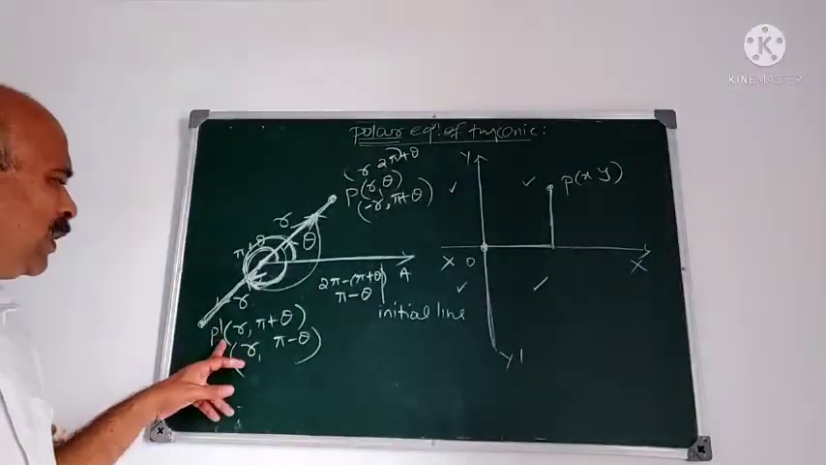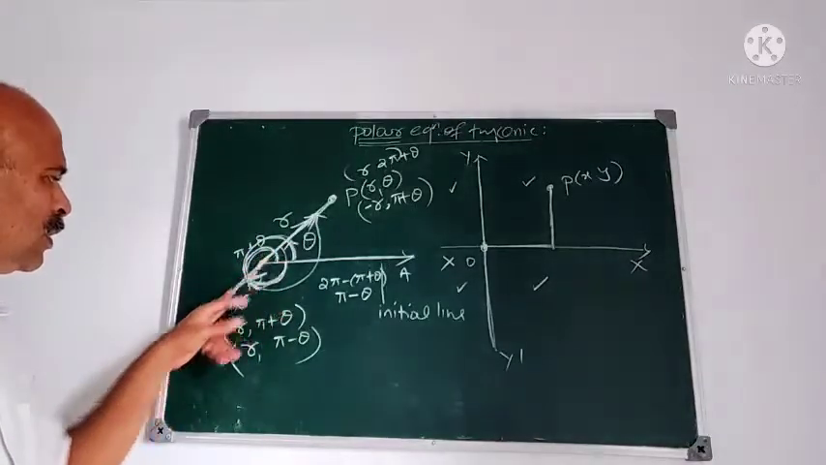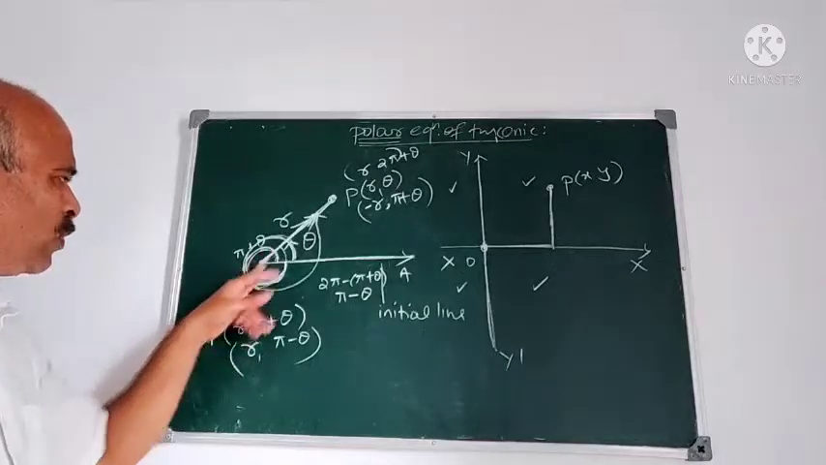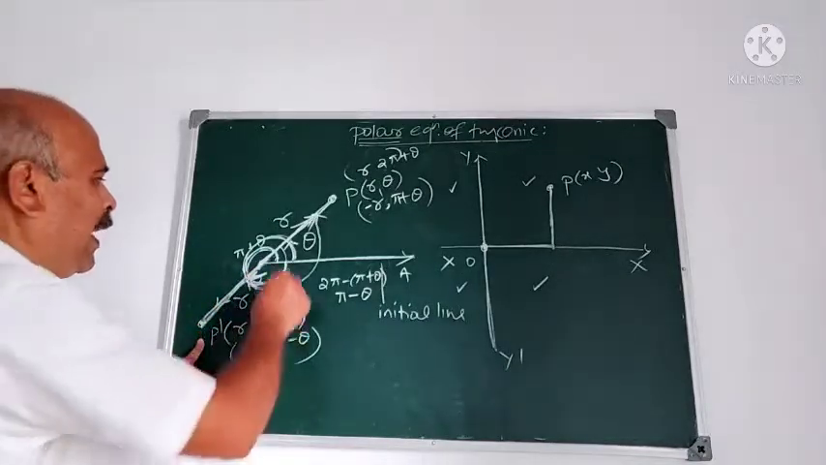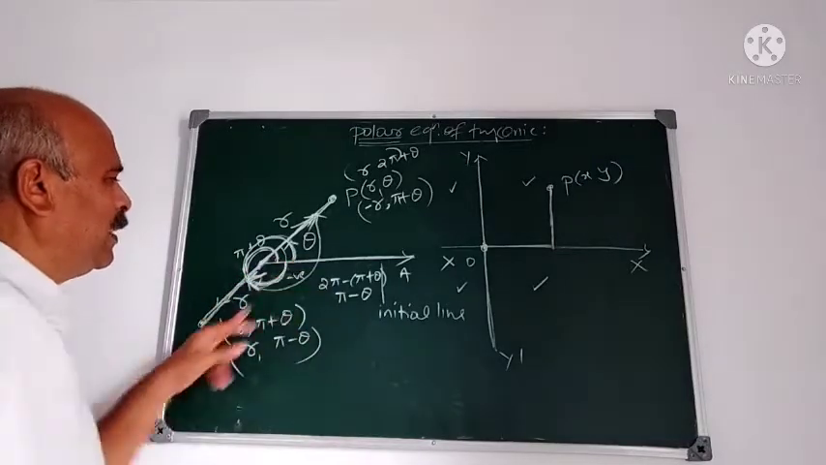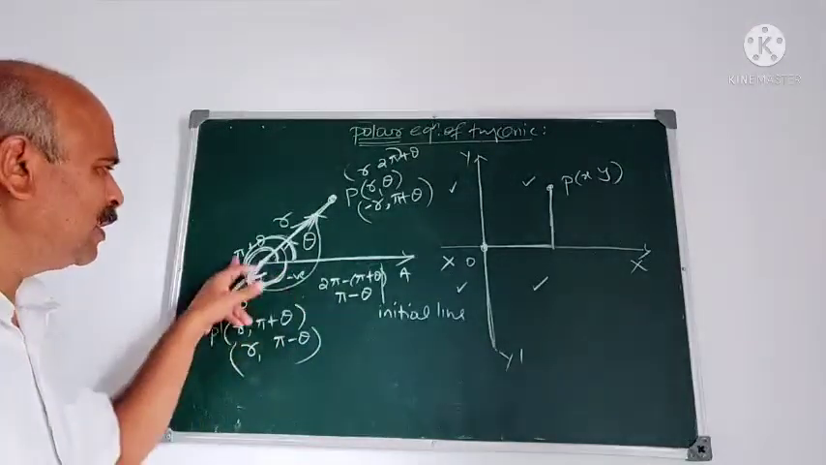Follow this one, same coordinates of same point. R is positive now because it is measured along the line bounding the vectorial angle, therefore positive OP dash. But angle is measured, I take this angle. It is negative angle. Why is it negative? Because it is measured in clockwise direction.